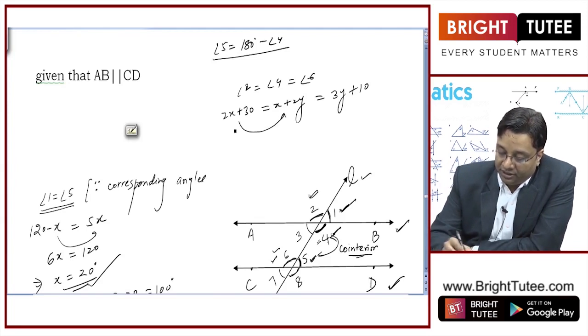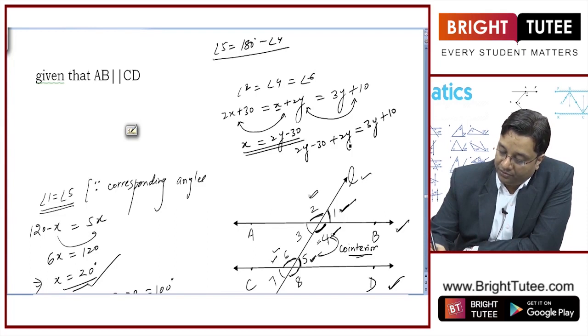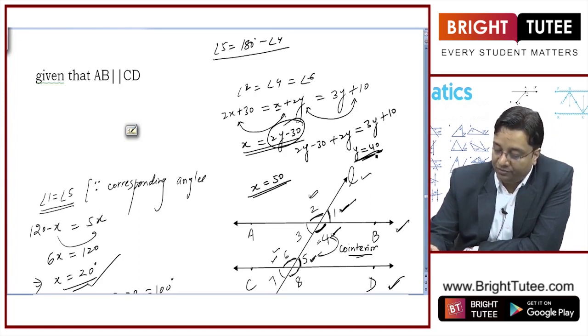If you solve these two first, x will be equal to 2y minus 30, right? Now you can solve these two by putting x equal to 2y minus 30 in it. So 2y minus 30 plus 2y is equal to 3y plus 10. So 4y minus 3y, y, is equal to 40. If y is equal to 40, then x will be equal to 2y minus 30, that is twice of 40, 80 minus 30, that is 50. So I have got value of x, I have got value of y.